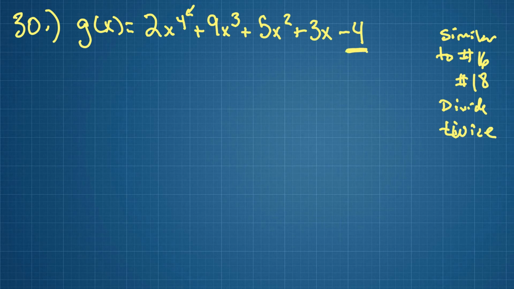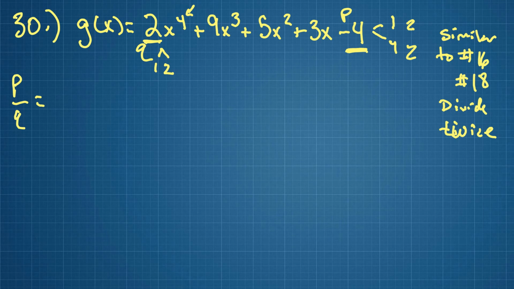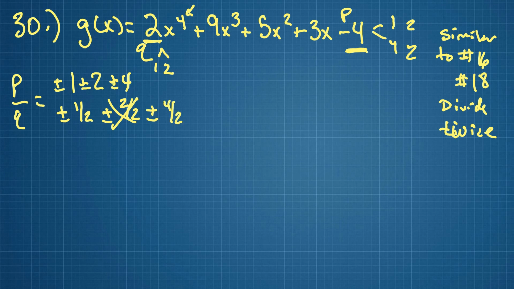I find my p. That is 4. My q is 2. Well, how do I get 4? 1 and 4. 2 and 2. How do I get 2? 1 and 2. So I do my p's over my q's. So I have plus or minus 1, plus or minus 2, plus or minus 4. And then I have plus or minus 1/2, plus or minus 2 over 2, which is 1, so I don't need that. Plus or minus 4 over 2, which is 2, so I don't need that.